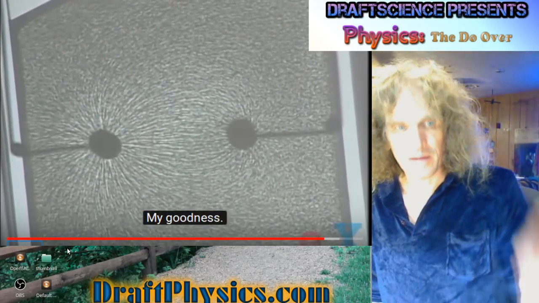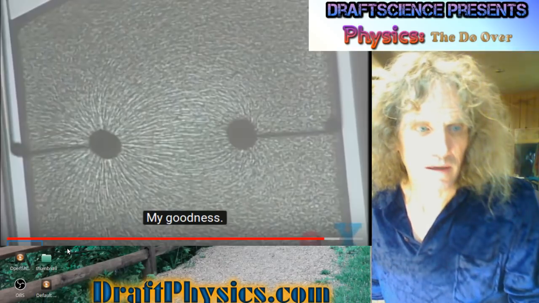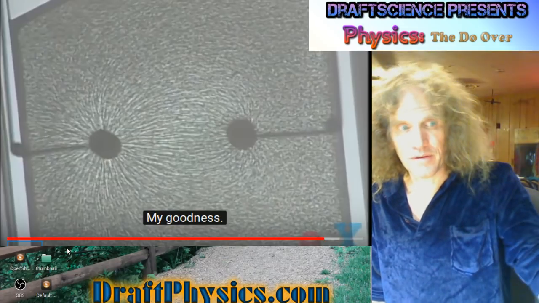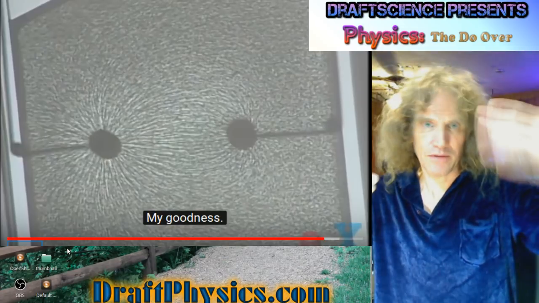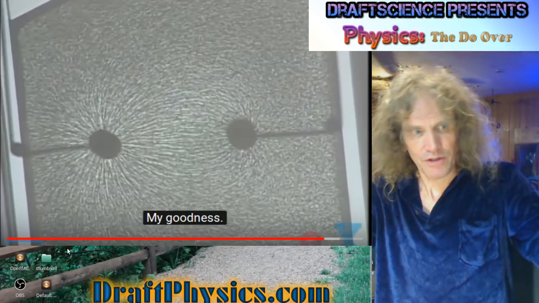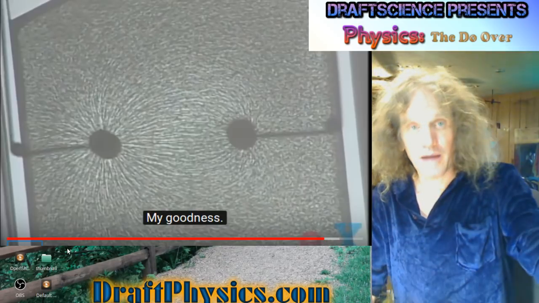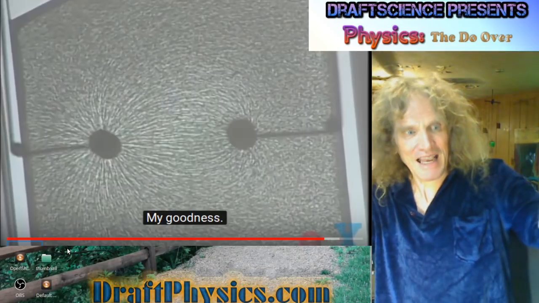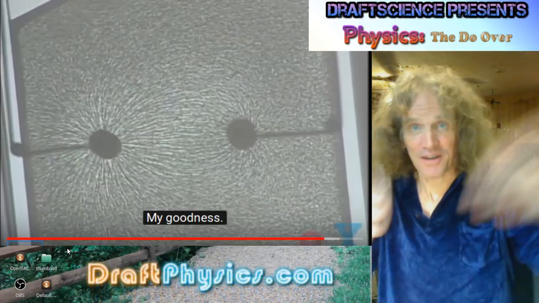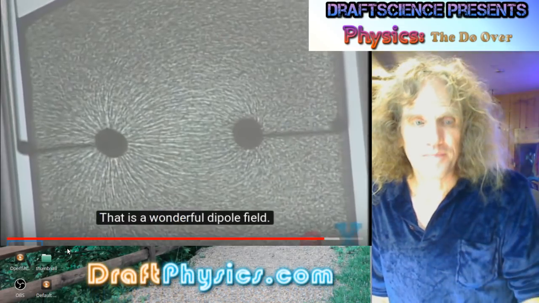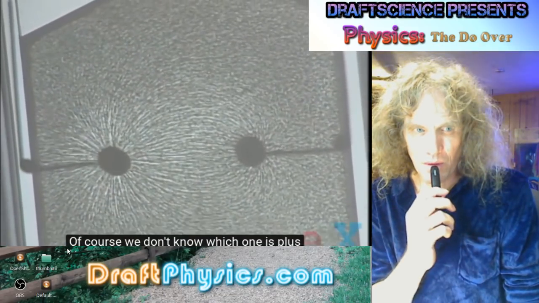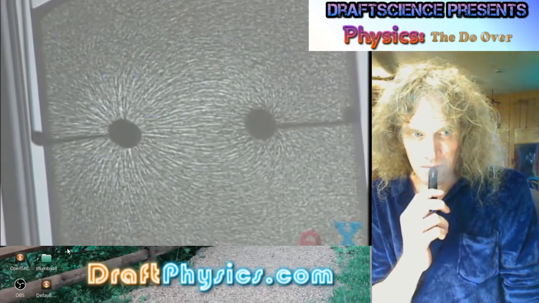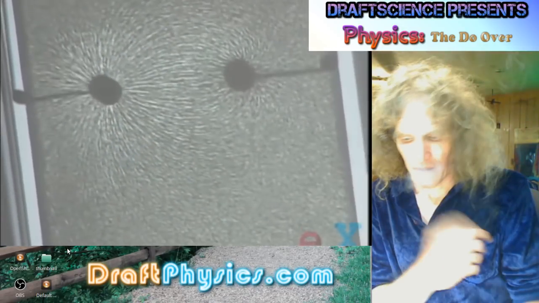Not much better than iron filings. I mean, they really should have a zoom-in thing. But yes, it's just exactly like magnets. So if you brought two separate magnets, South Pole, North Pole, into each other, you'd get exactly the same kind of look, except obviously they're dipoles, so the back end won't look the same, but the front end will look exactly the same. That is a wonderful dipole field. Of course, we don't know which one is plus or minus because the grass seeds have no arrows on them. But you clearly see these incredible lines.